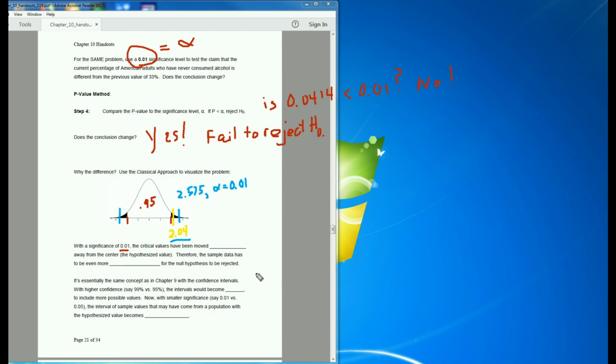It's the same concept that we went through in chapter 9 with the confidence intervals. With a higher confidence level, like 99% versus 95%, your intervals become wider to include more possible values. Now, it's the opposite with the smaller significance, 0.01 instead of 0.05. The interval of sample values that may have come from a population centered in the middle also becomes wider.